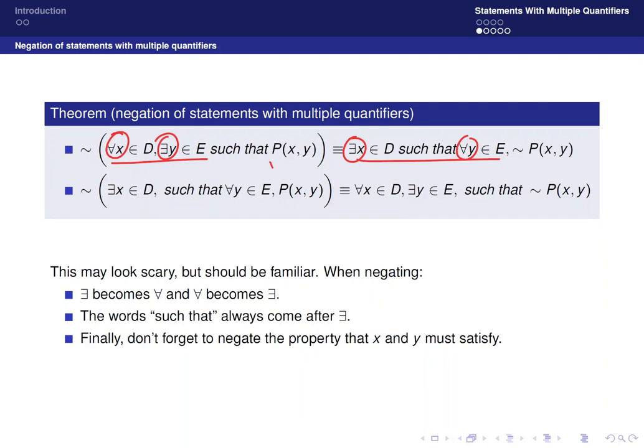Also keep in mind that whatever your predicate is, it must get negated at the end. So no matter what the order is, we always follow the same rules. Okay, so again, existentials become universals. Universals, when you negate them, become existentials. The words "such that" always follow the existential. So as soon as you write your existential, list a domain, write down the words "such that" directly after, or use the symbol for such that, which is this backwards looking curve E. And also, finally, don't forget to negate the property or the predicate that x and y must satisfy.